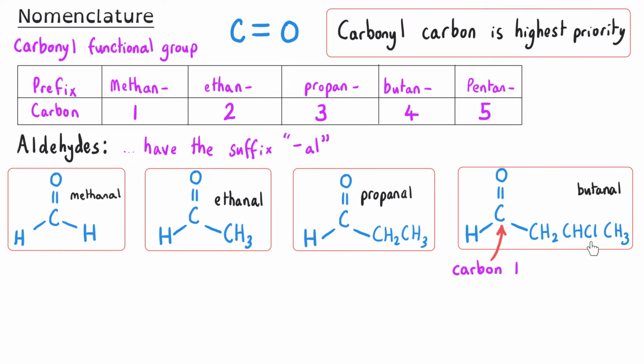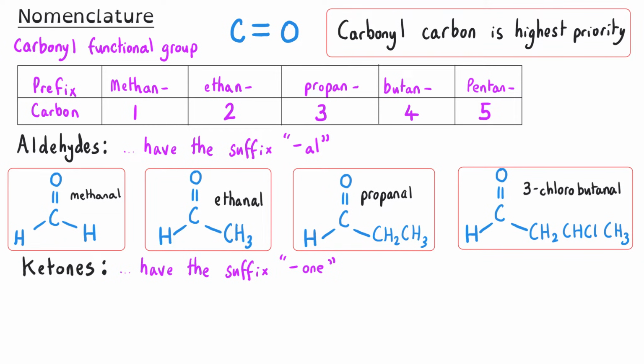And we've got a chlorine branch to this chain. The carbonyl carbon is carbon number 1, this chlorine is in position 3, and so this molecule would be 3-chloro-butanal. Ketones always have the suffix -one.